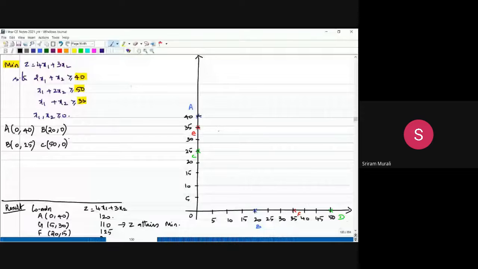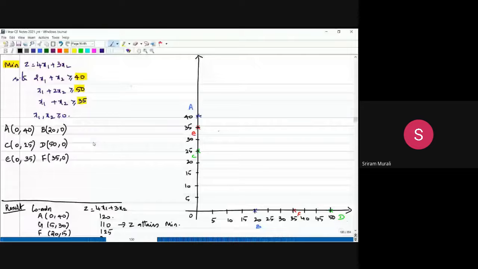And the last constraint will be direct. This is CD. This is EF. So this is 35, 0. Have you all understood? Shall I go to the next step? Yes, sir. Now you plot this line.